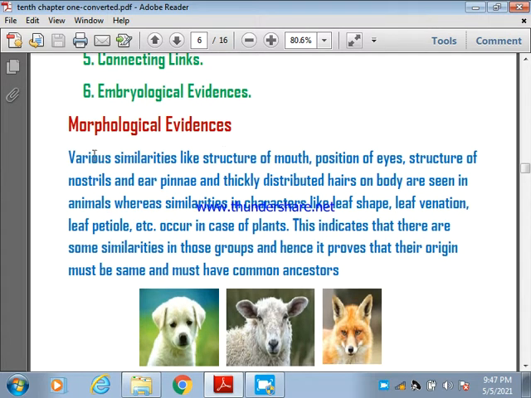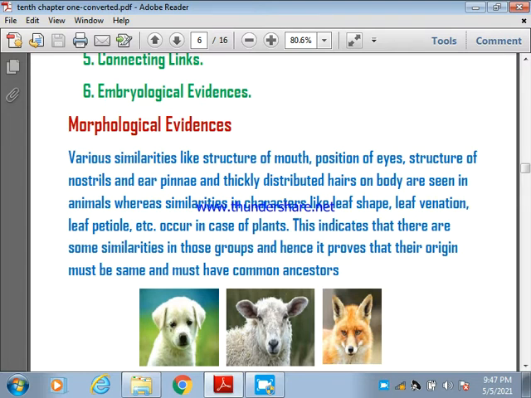morphological evidence. See, various similarities like structure of mouth, position of eye, structure of nostril and ears, pinnae and thickly distributed hair on body are seen in animals, whereas similarity in characteristics like leaf shape, leaf venation, leaf petioles, etc. occurs in case of plants. This indicates that there are some similarities in those grown, and hence it proves that their origin must be same and must have common ancestors.